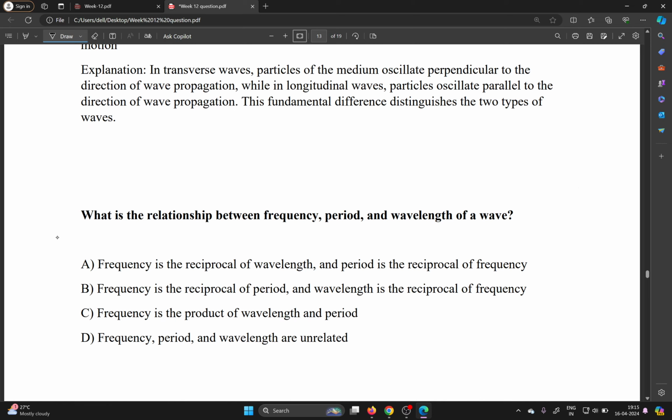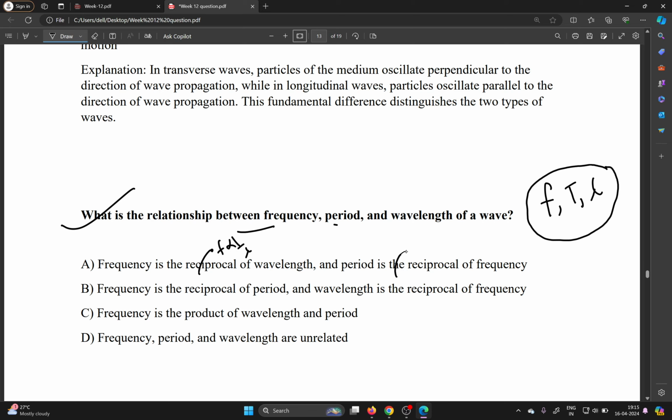So now the next question is, what is the relation between the frequency, period and wavelength? We are talking about f, T and wavelength lambda. So frequency is reciprocal of the wavelength. This is telling f is the reciprocal of wavelength and period is reciprocal of frequency. Frequency is reciprocal of period and the wavelength is reciprocal of frequency.